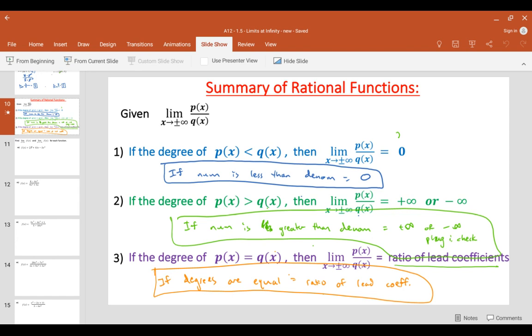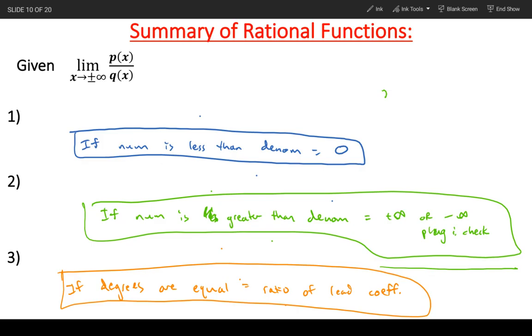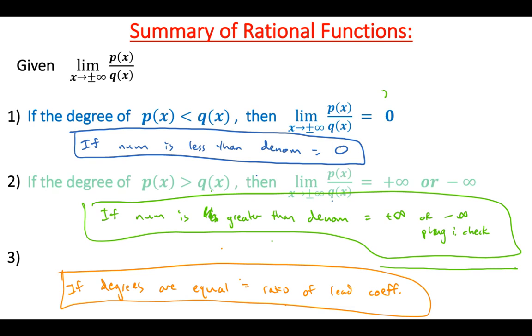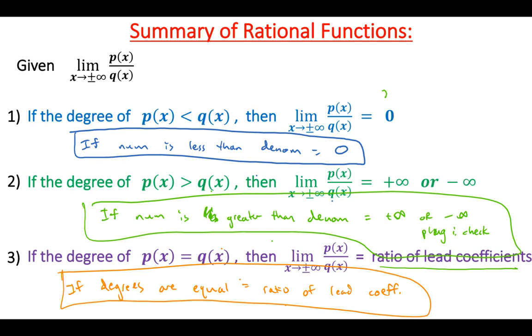All right, so we ended the last video with this summary of infinite limits of rational functions. So we had these three rules: if the numerator power is less than the denominator's power, or the degree, then it's zero, meaning the denominator has a bigger power, then it's always going to be zero. If the numerator has the bigger power, then it's always going to be either positive infinity or negative infinity. We're going to have to just do a little evaluation to check.